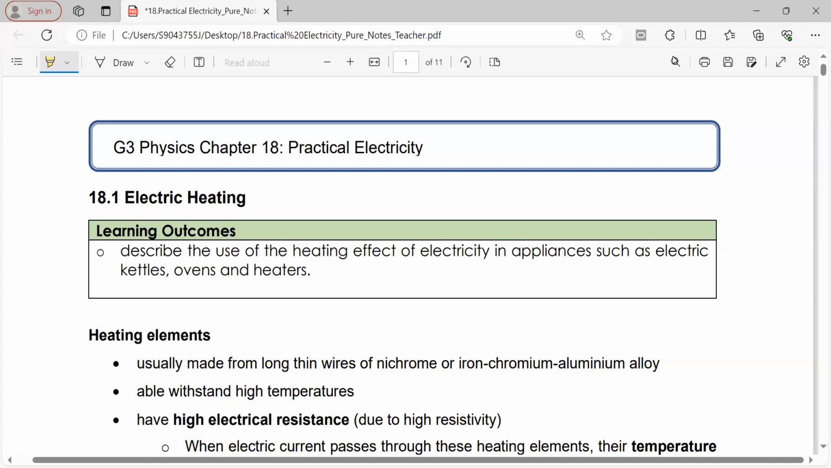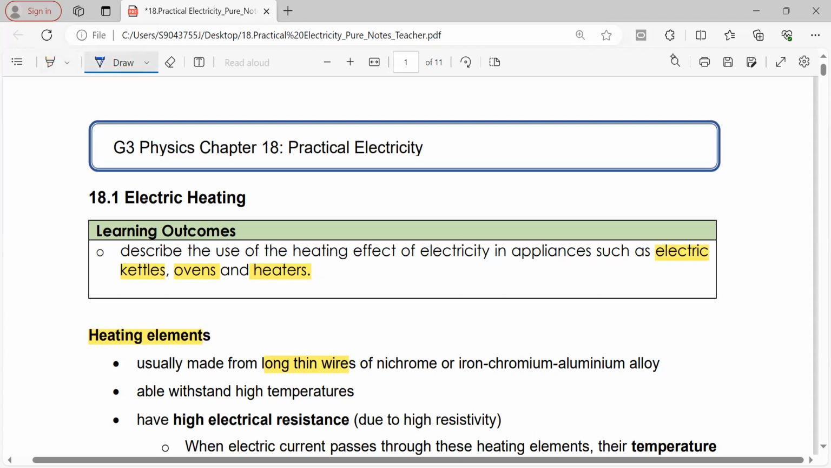Chapter 18, Practical Electricity. First, you should be able to describe the use of the heating effect in appliances such as electric kettles, ovens, and heaters. Such appliances have a heating element, which is usually made of long, thin wires of nickel or iron, chromium, aluminum alloys.